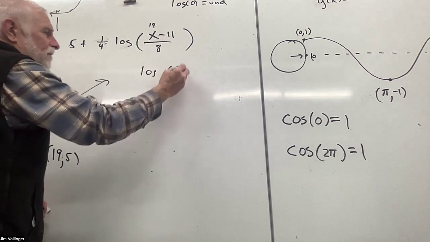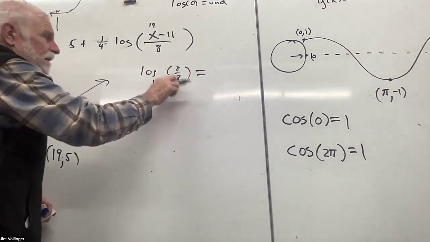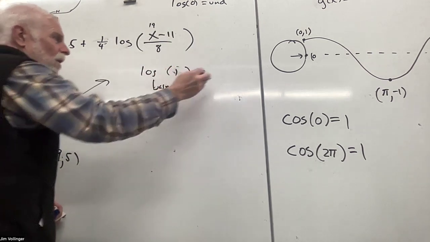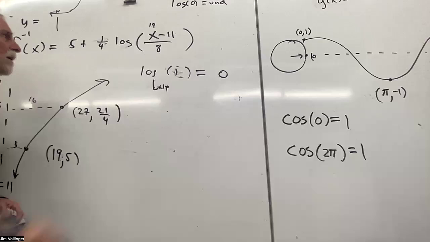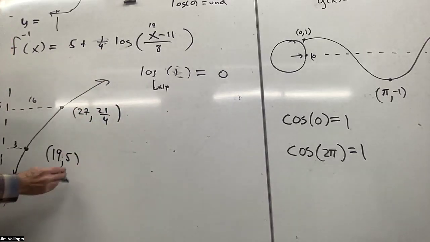I don't even have a base, but I know what that is. Doesn't matter what the base is. That's a 1. And what exponent do you put on top of a base to get a 1? A 0. And 0 times 1/4 is 0 plus 5. I just got this number.